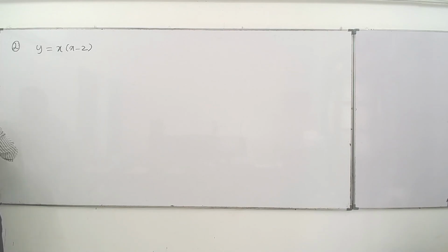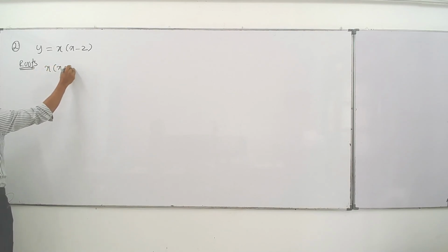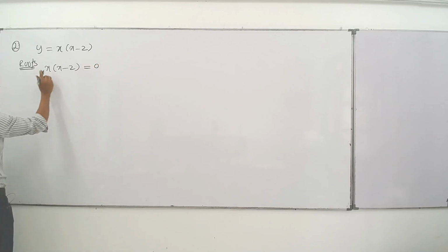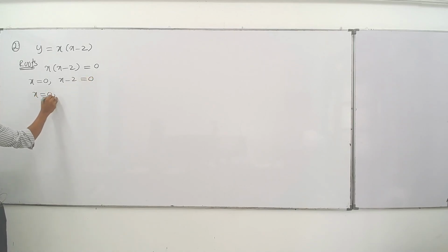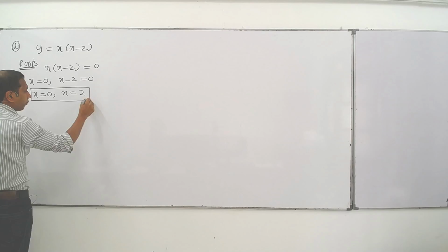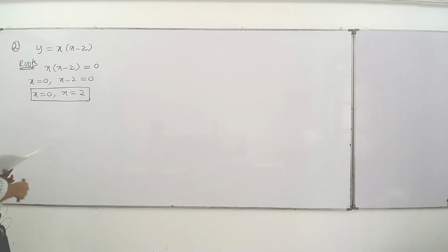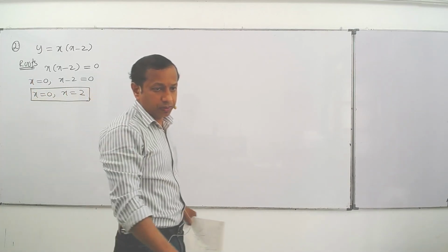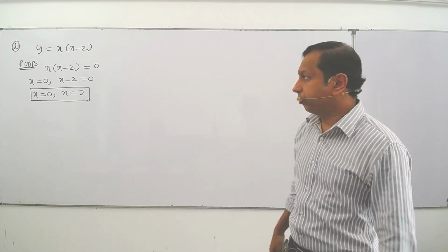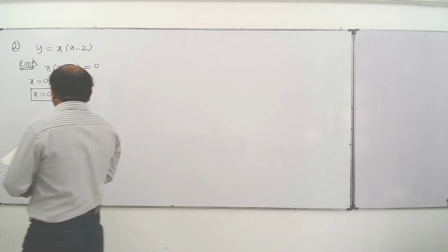First we'll write the roots. To find the roots, we have to equate y to 0: x times x minus 2 is equal to 0, then we get x equals 0 and x minus 2 equals 0. The two roots are 2 and 0. Because the x squared coefficient is positive, therefore the graph has a minimum. Then we can sketch the graph.